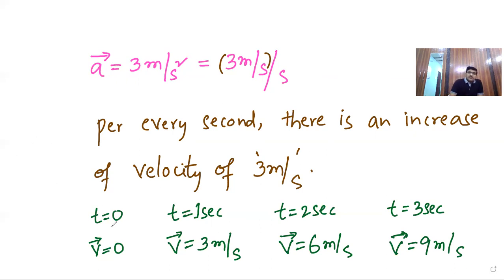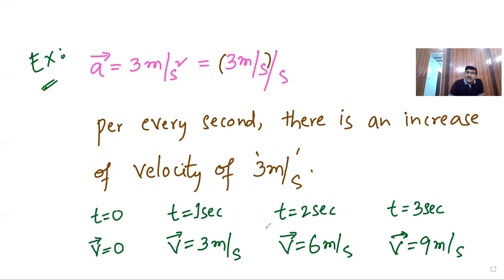When time is equal to 0, the body is at rest, velocity is 0. As time increases by 1 second, for every second, we have taken an example. For every second, the velocity is increasing by 3 meters per second. So at time equal to 1 second, velocity is 3 meters per second. As time increases to 2 seconds, velocity increases by another 3 meters per second.